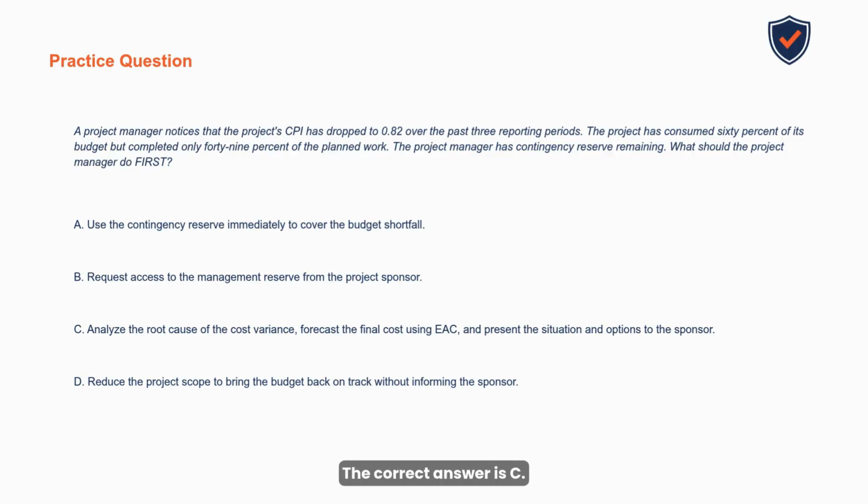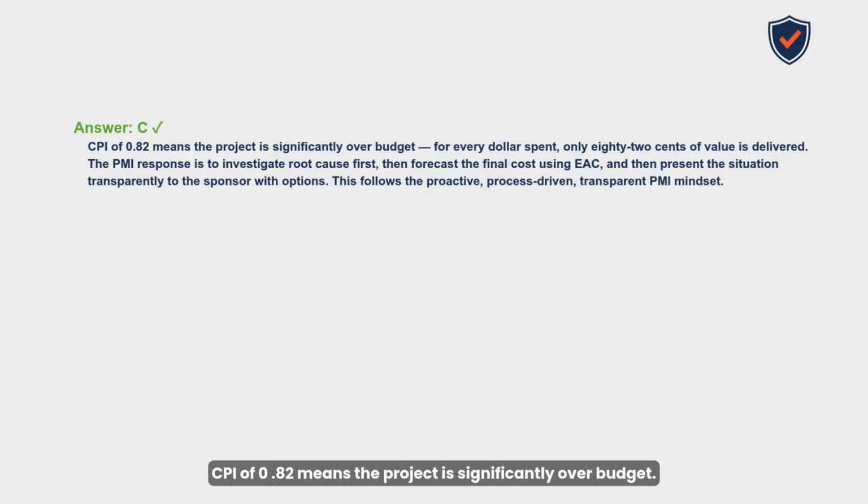The correct answer is C. CPI of 0.82 means the project is significantly over budget. For every dollar spent, only 82 cents of value is delivered. The PMI response is to investigate root cause first, then forecast the final cost using EAC, and then present the situation transparently to the sponsor with options. This follows the proactive, process-driven, transparent PMI mindset.